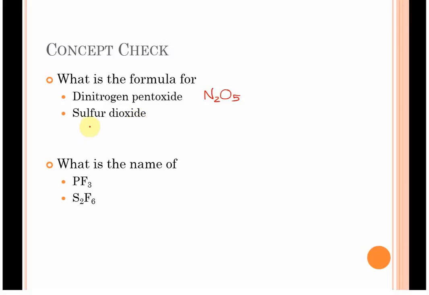Sulfur dioxide gives us S for sulfur. Oxygen is O. There's no prefix here, so there's only one sulfur. This di means we have 2 oxygens, so it's SO2.